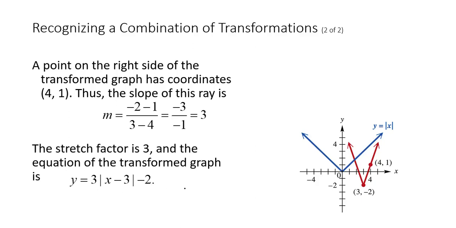So what that means is the stretch factor is 3, and the equation of the transformation we can now obtain would be 3 times absolute value of x minus 3. Again, this minus means you're shifting this to the right 3 units. This minus 2 means you're shifting that 2 units down. So that would be the equation of the transformed graph.